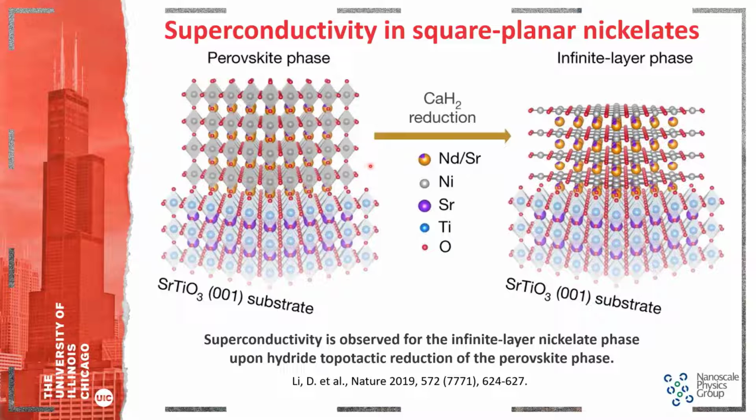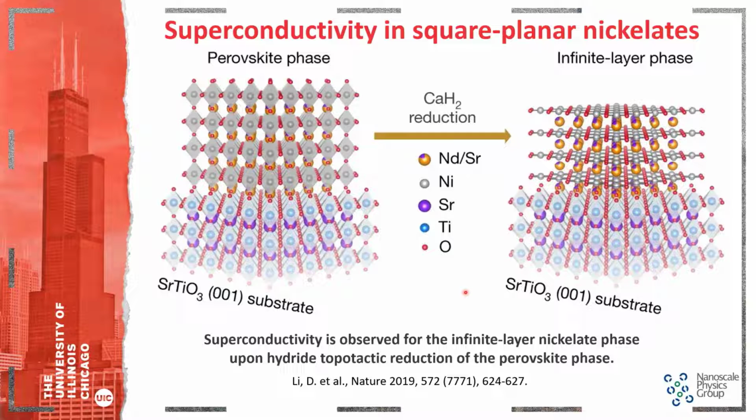What we do is use a topotactic hydride-based reduction to drive out oxygen from the perovskite phase, such that we lose the apical oxygens here, and what we achieve is a square planar nickelate, an infinite layer phase going along this direction. This phase shows superconductivity. That's why it's very interesting to control the synthesis and obtain high quality square planar nickelate films.